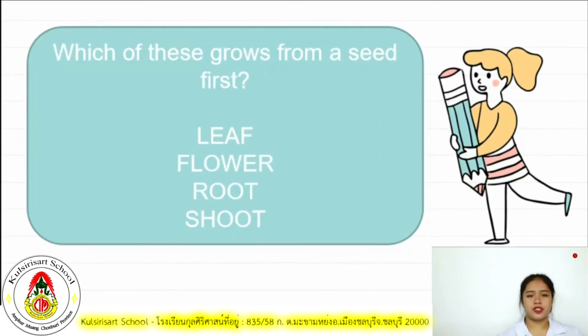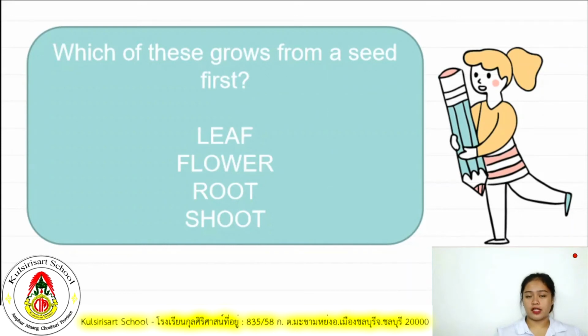Now let's proceed to the second question. Again, you can copy this question to your yellow book. All right. The question is, which of these grows from a seed first? Again, which of these grows from a seed first? The choices are the leaf, the flower, the root, and the shoot. So what is your answer? Okay, answer it in your yellow book.